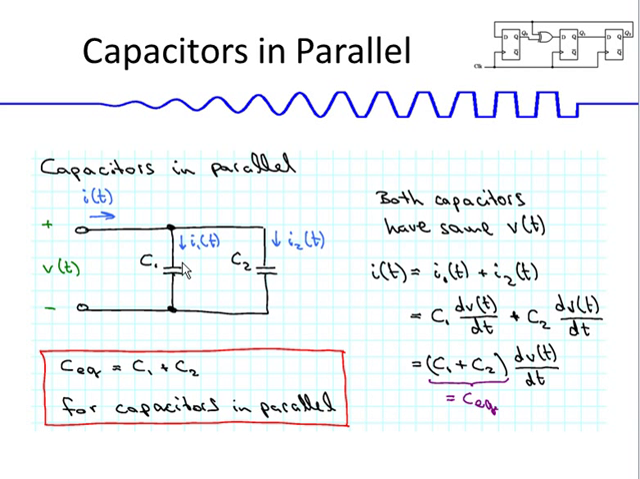And that is slightly different than it is for resistors. For resistors, we found that two resistors in parallel give a resistance of R1 times R2 divided by R1 plus R2, whereas two resistors in series give us R1 plus R2. So that's basically the inverse of how it was for resistors.